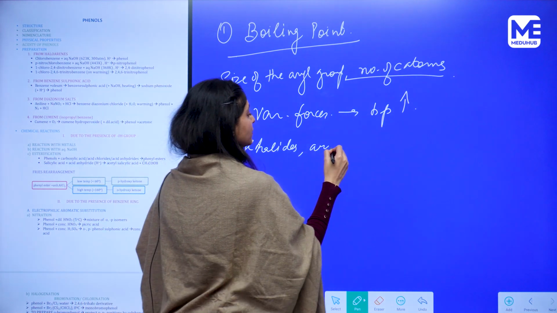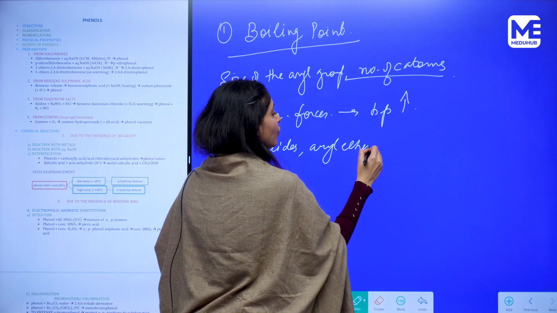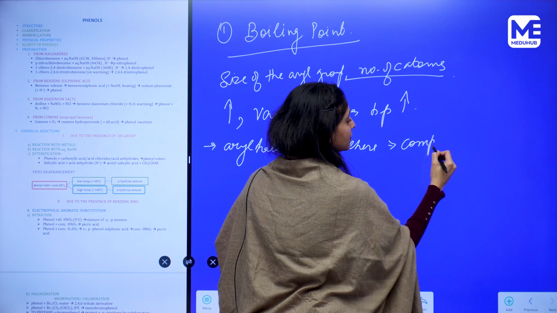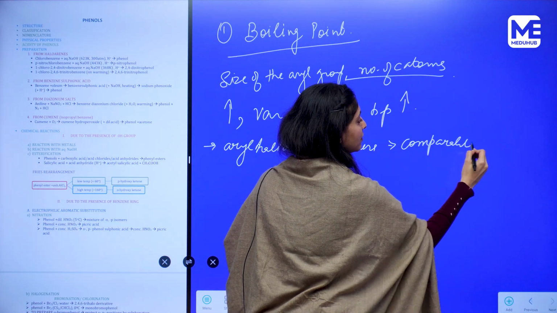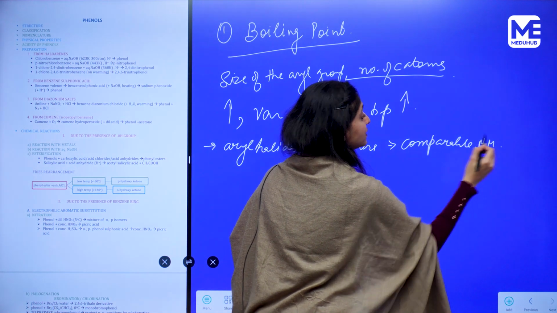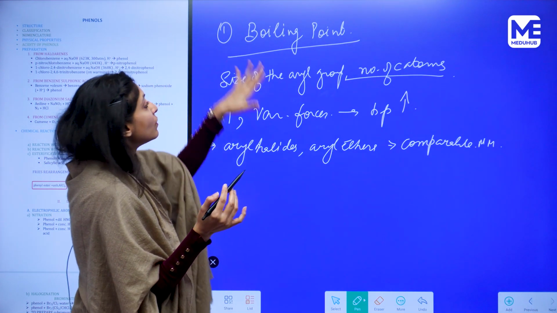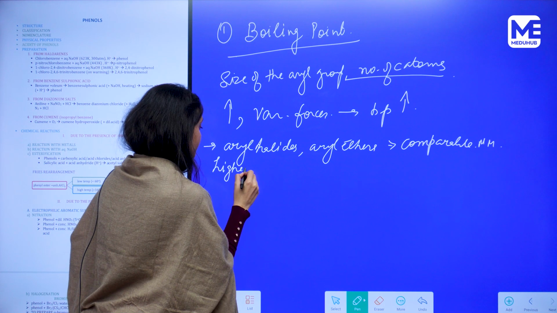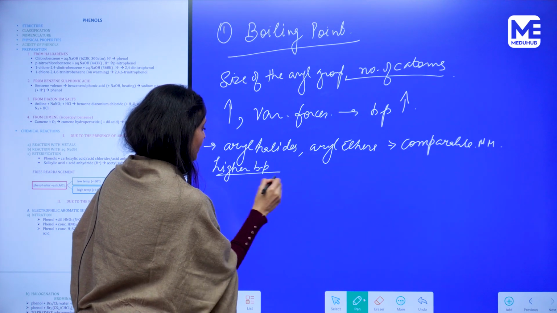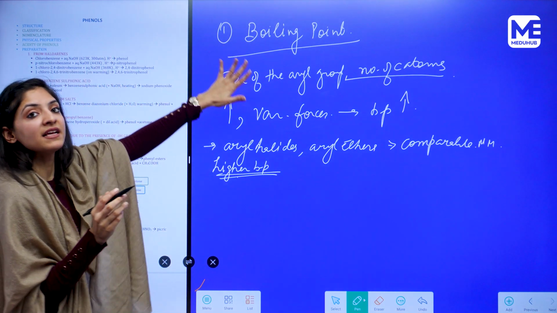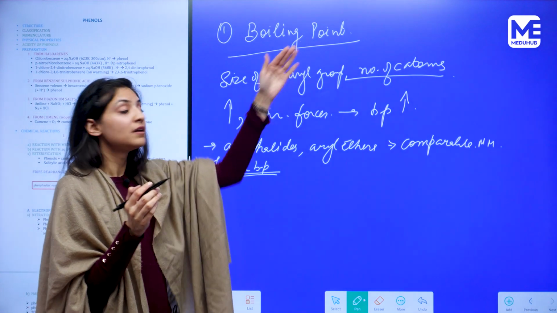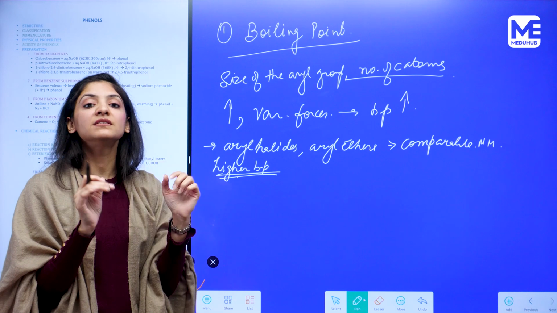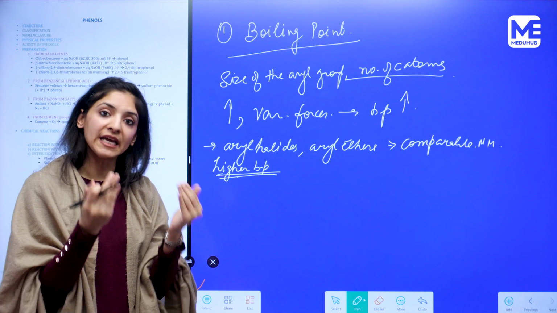And if you compare phenols to molecules like aryl halides or aryl ethers of comparable molecular mass, then you will realize that phenols will always have a higher boiling point. Here we have discussed that as the molecular mass increases, with the number of carbon atoms increasing, the boiling point will increase because the van der Waals forces of attraction will increase.